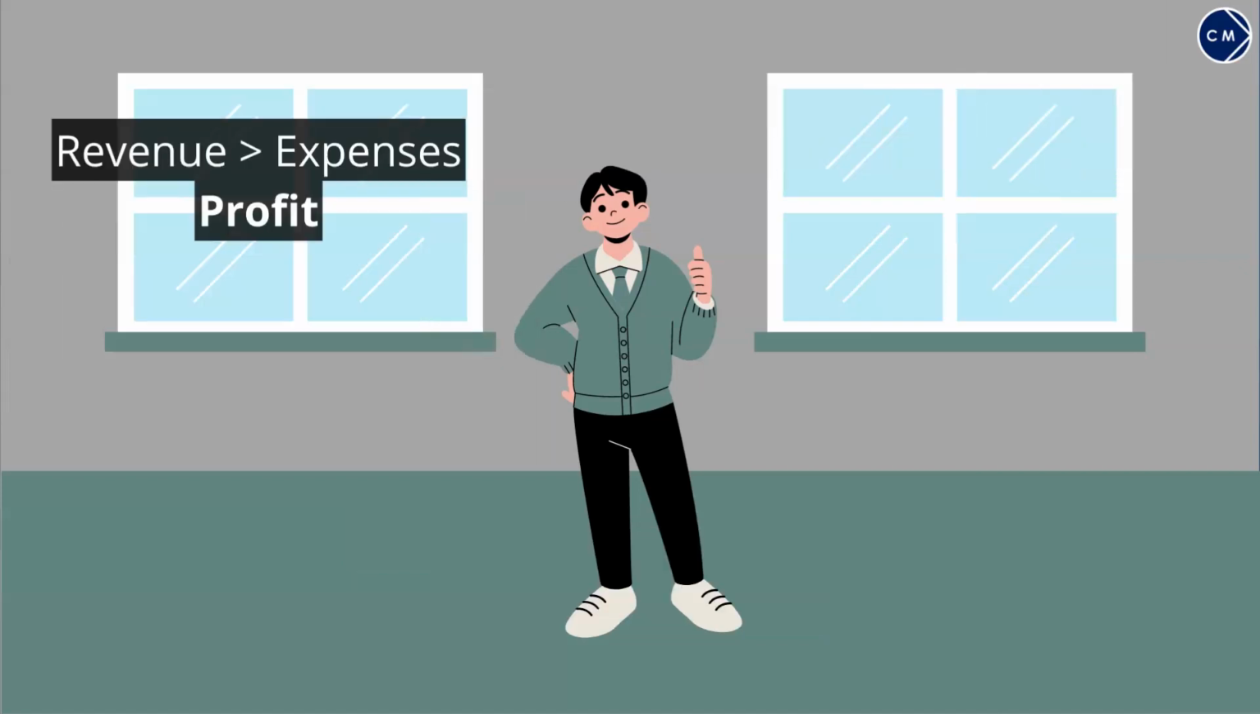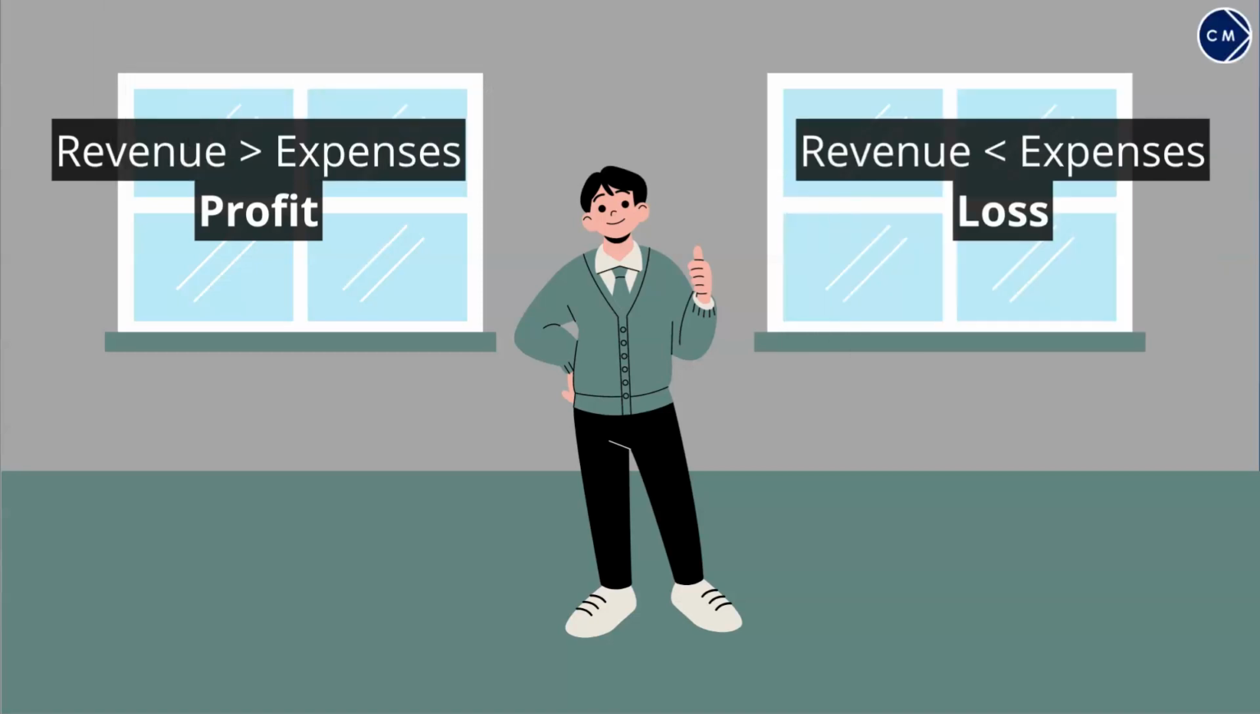Now it's important to note that when the difference between revenue and expenses is positive, then the business has made a profit, as we saw in the example earlier. However, if the difference between revenue and expenses is negative, whereby a company's expenses are greater than its revenue, then the business has made a loss because it was unable to sell its goods or services for a price that is greater than their cost.